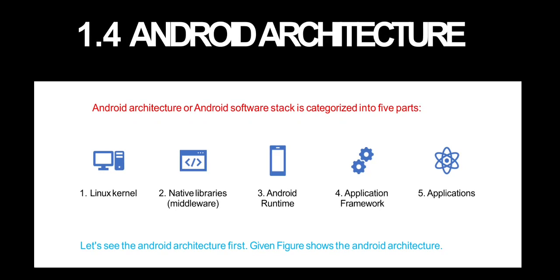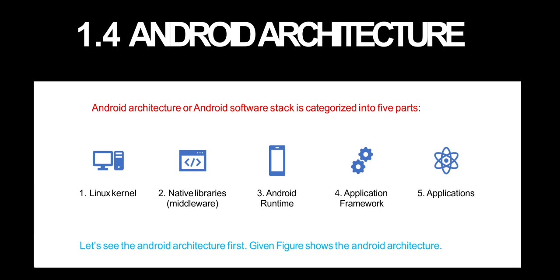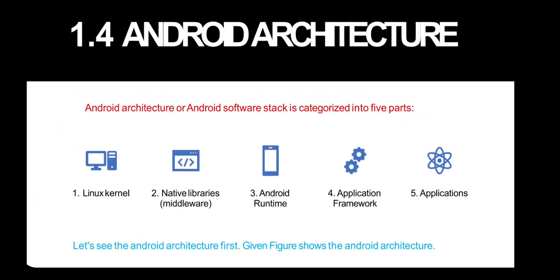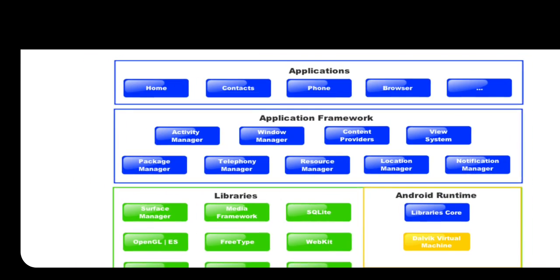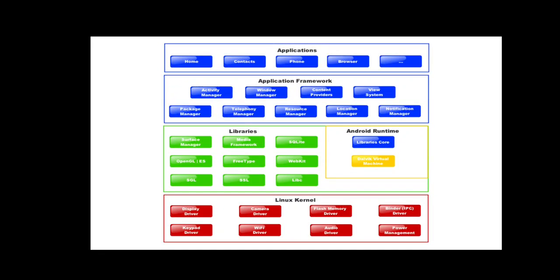Then the next topic is Android architecture, having five parts: the Linux kernel, the built-in native libraries, the Android runtime system, the application framework, and the applications. Okay, so let's see the Android architecture. This is the Android architecture: first the base-level Linux kernel, then libraries, Android runtime, then application frameworks and applications.